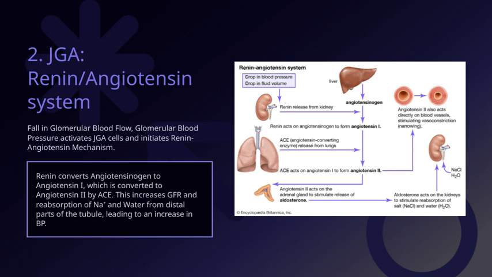It acts to increase the glomerular filtration rate and promotes reabsorption of sodium and water from the distal parts of the tubule in the kidney. These actions work together to increase blood volume and, consequently, blood pressure. So, essentially, when blood flow drops, this system kicks in to restore pressure by increasing blood volume and constricting blood vessels, maintaining overall blood pressure stability. This is a vital part of our body's ability to adapt to changing conditions and keep us functioning properly.